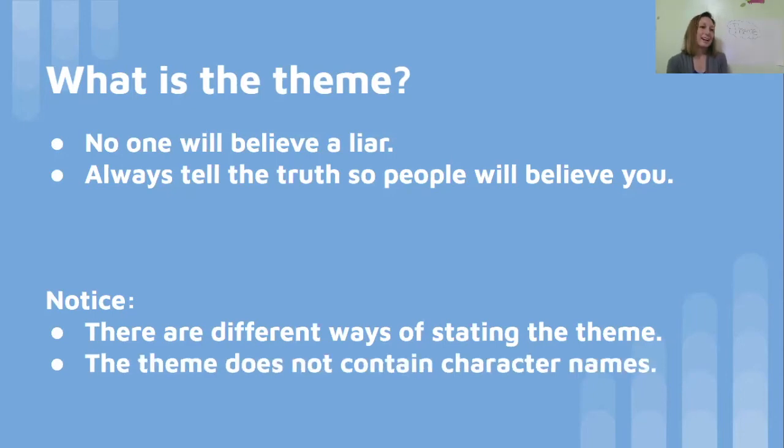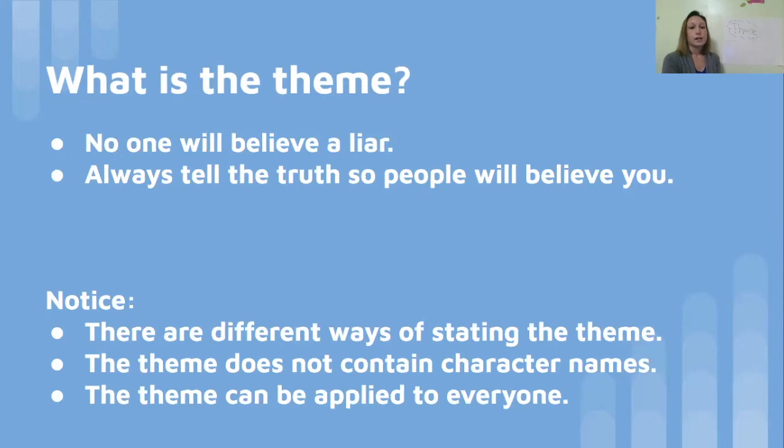The theme does not contain any character's name. We didn't say Kojo learned to always tell the truth. We want this to be universal for everybody. Nobody's going to believe a liar. You know that. If someone keeps lying to you, you're not going to believe them. If you keep lying to your parents, they won't believe you. And as we said, the theme can be applied to everyone.